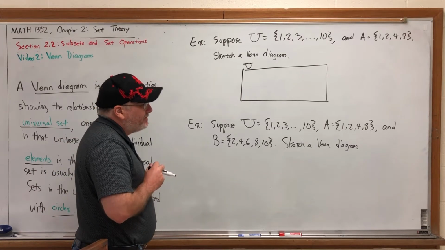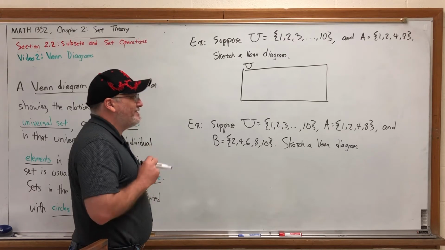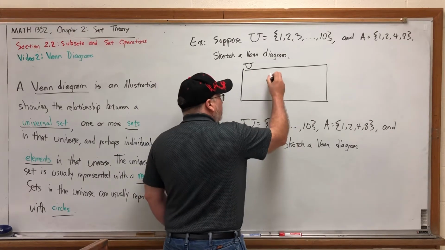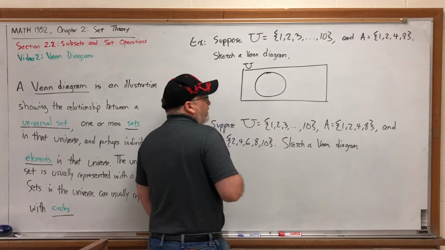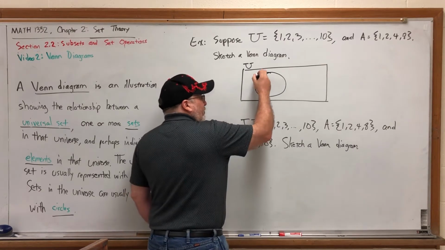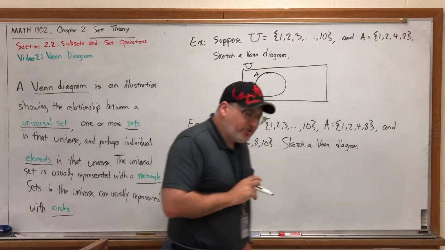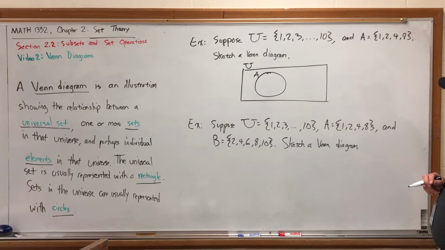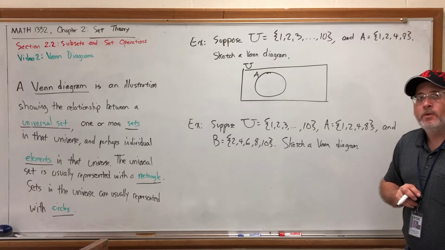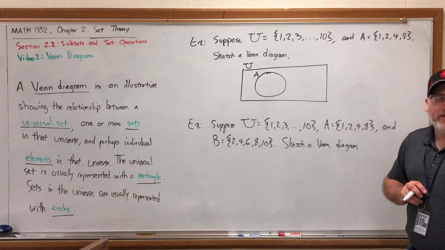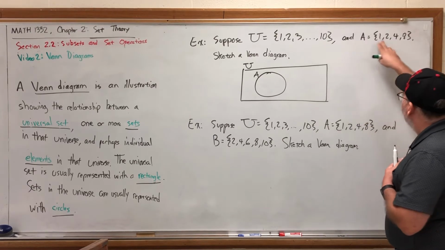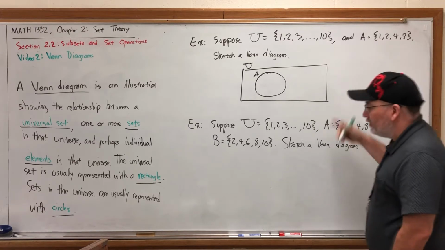For the actual set, set A, we can represent that inside of the universe, inside of the rectangle, with a circle. It doesn't matter where you put it. We'll put it here. And to indicate that that's set A, we just write a capital A right outside of it somewhere, close enough so you know that that letter is associated with that circle. As far as the individual elements, representing an element in a set in a Venn diagram is simple. If the element is in the set, write it inside that circle. Otherwise, don't.